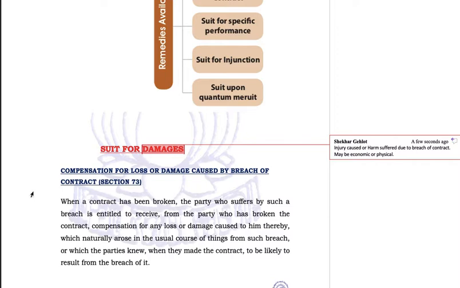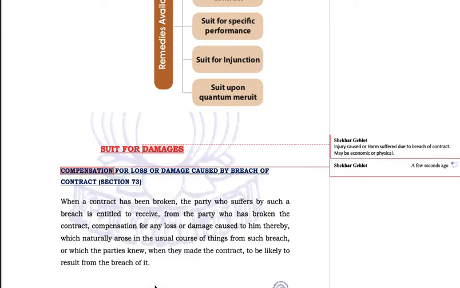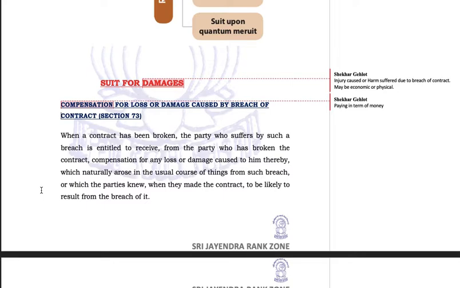Now, the Contract Act talks about compensation for loss or damage caused by a breach of contract. Compensation. Okay, now compensation means payment in terms of money, that you will pay the other party this much sum of money for committing breach of the contract. When a contract has been broken, the party who suffers by such a breach is entitled to receive from the party who has broken the contract compensation for any loss.